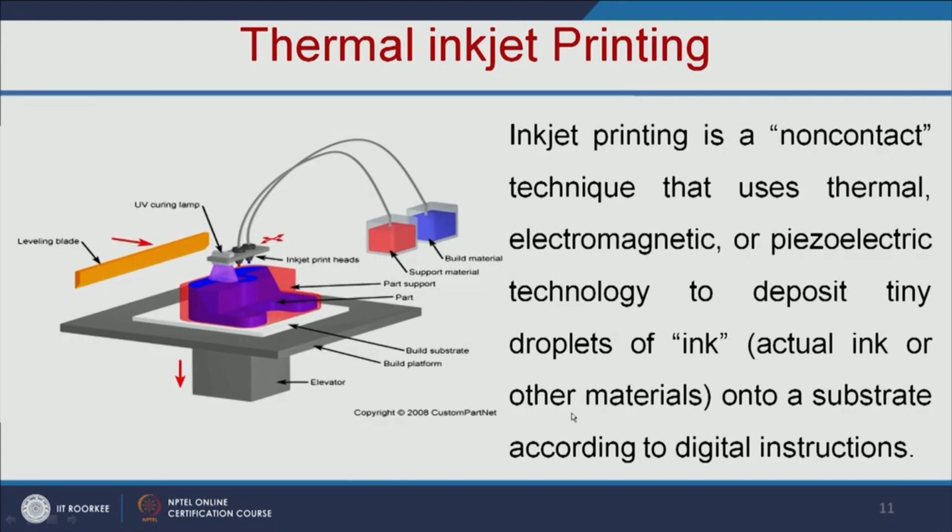And next one is thermal inkjet printing. So here inkjet printing is a non-contact technique that uses thermal, electromagnetic or piezoelectric technology to deposit tiny droplets of ink. Okay, it can be actual ink or it can be any other material onto a substrate according to the digital instructions. So based on the instructions it will make the particular organ or scaffold for the organ.